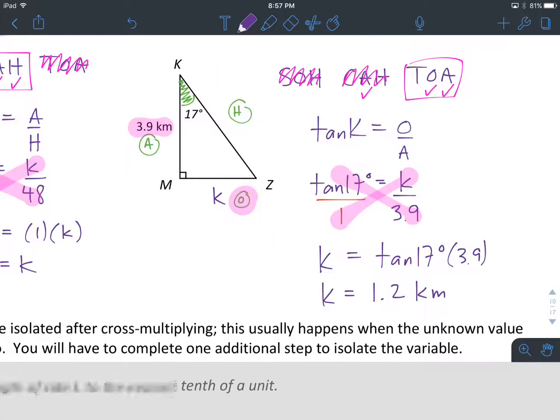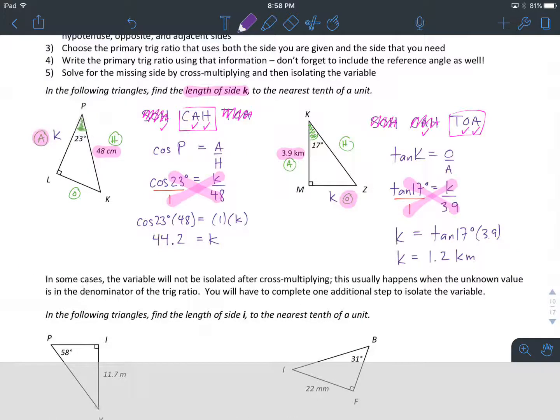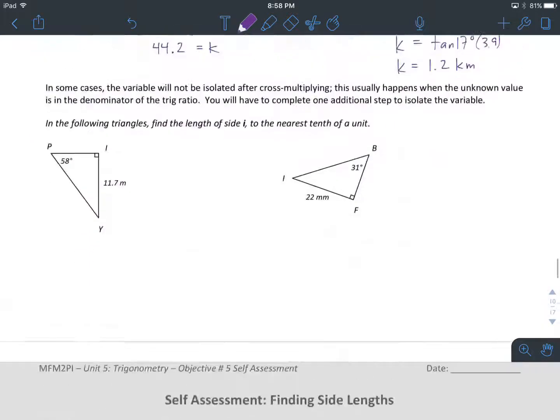So this is how you go about finding a side in a right angle triangle given an angle and one other side. But what you'll notice about these first two examples is that the variable that we were after was in the numerator of our trigonometric ratio. It was always in the top part of the trig ratios. What if it shows up in the denominator? It's not a big deal. There is one more additional algebraic step to isolate that variable. So let's have a look at one of those now.